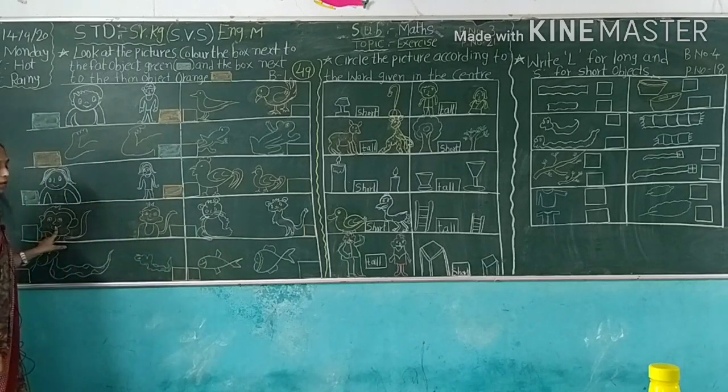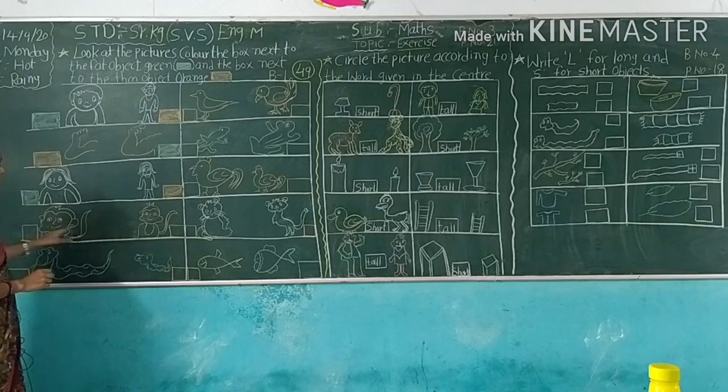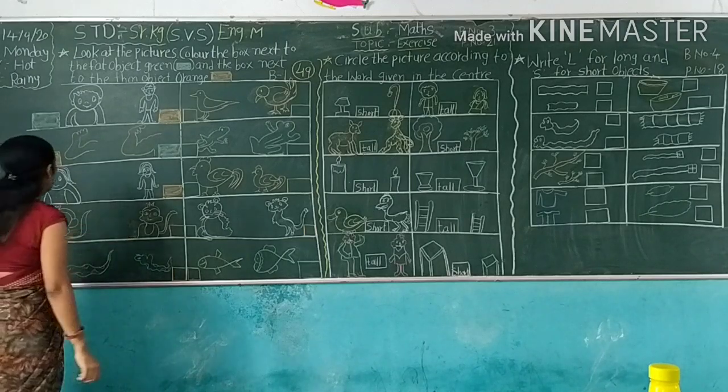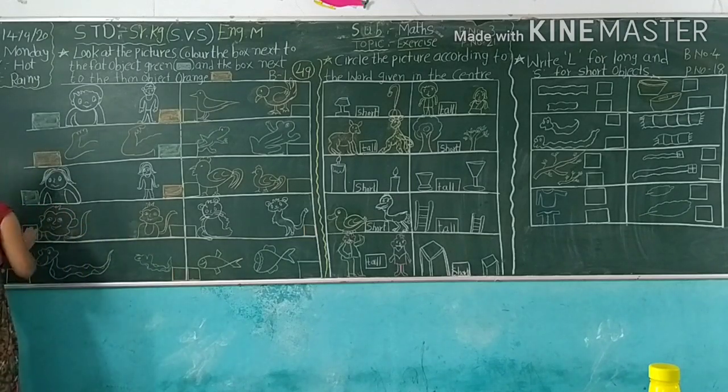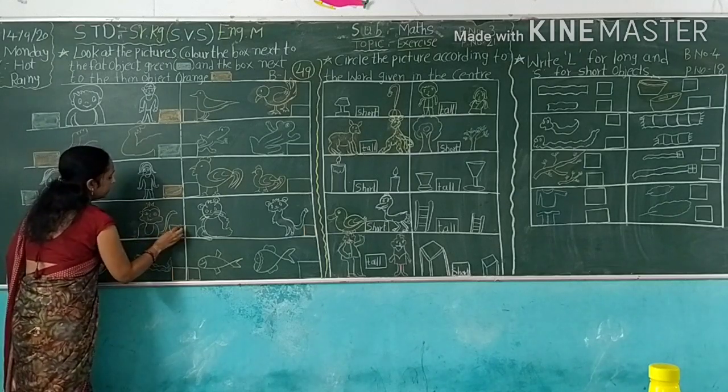And look here. How many monkeys are there? 1, 2. So which monkey is fat? This? Yes. This monkey is fat and this is thin. Okay. So here color in green. Fat object green and thin object orange.